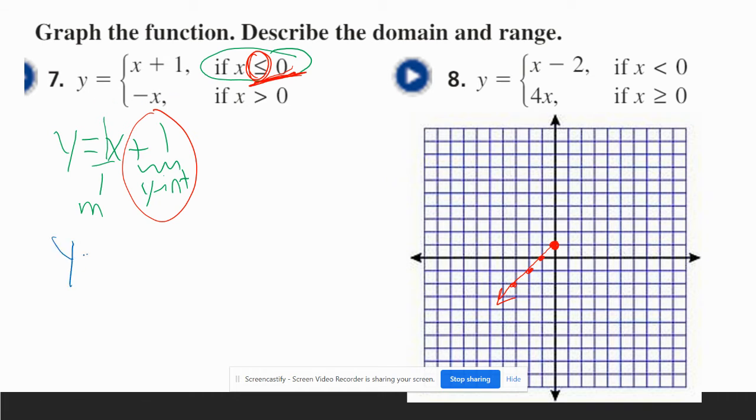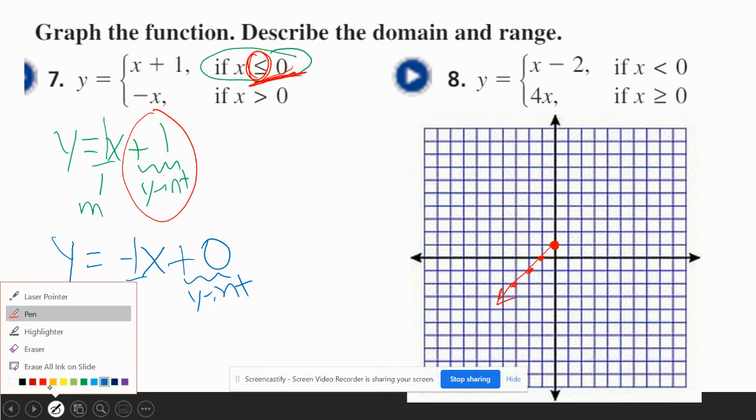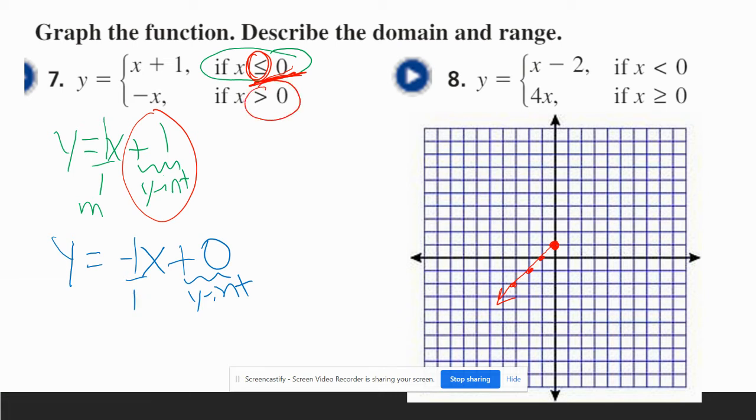Our second equation is y is equal to negative x. And I'm going to go ahead and again write a plus 0 there. Our y-intercept is at 0, and our slope is negative 1. Graphing this is not equal to, so it's an open circle here at 0. Negative 1 over 1, so down 1, right 1, down 1, right 1, down 1, right 1. And it's in the positive direction of x, so that works, and that's our graph.